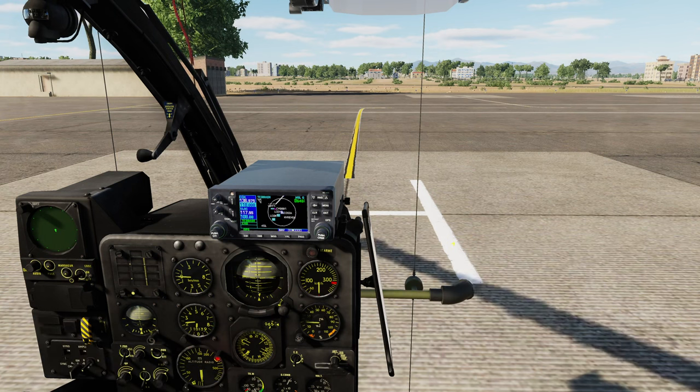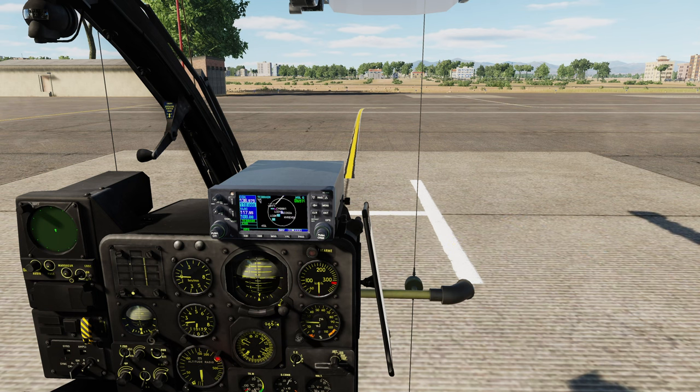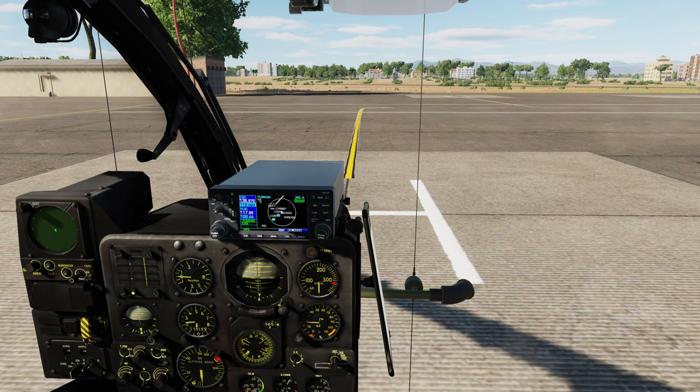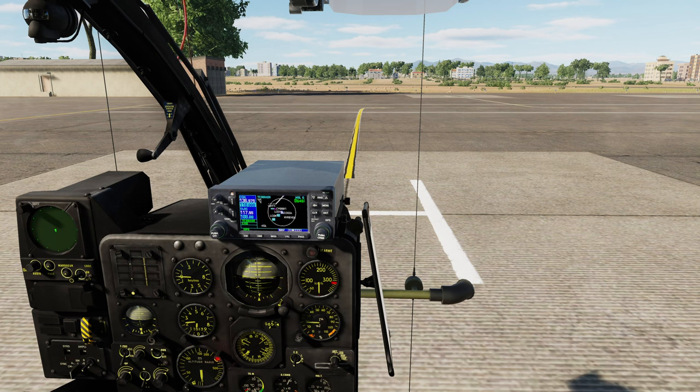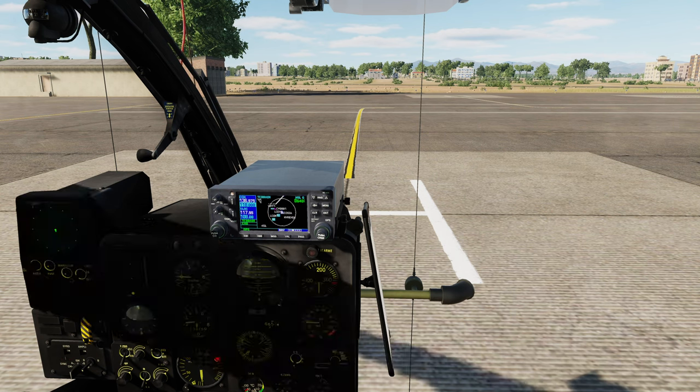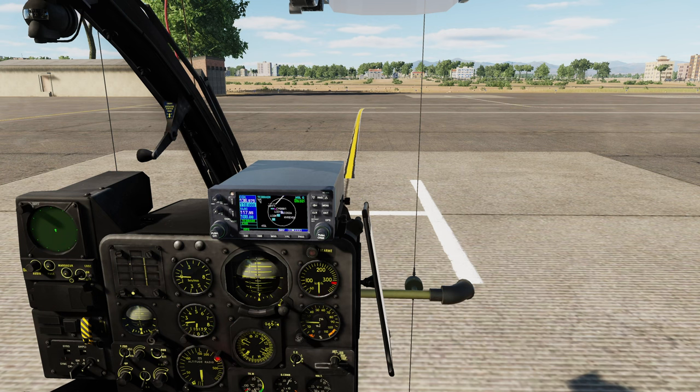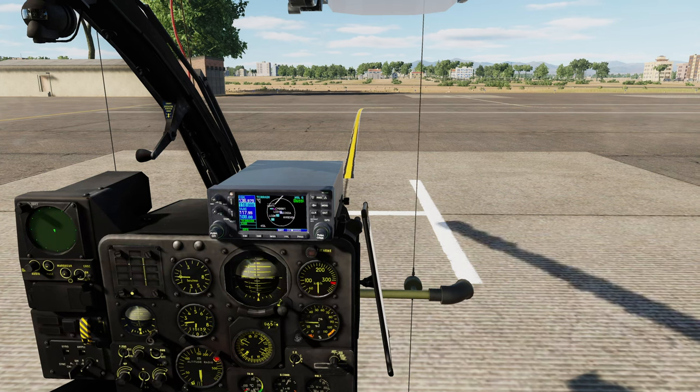So, very first thing we're going to do is the hover check. Now, I've already looked at the table in the manual to see what my torque limit is for today, and at this temperature and altitude we have a torque limit of 100%, so we're not torque limited for this kind of takeoff. If you were particularly high, or if the outside air temperature was particularly hot, you may need to use a lower torque setting.